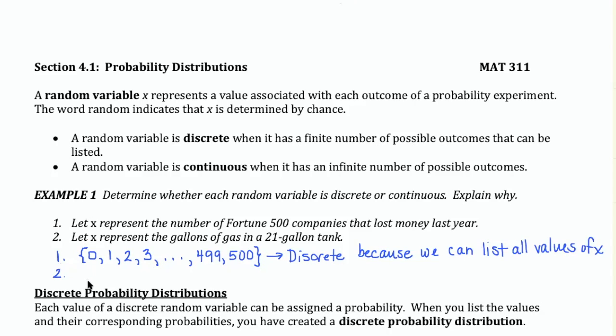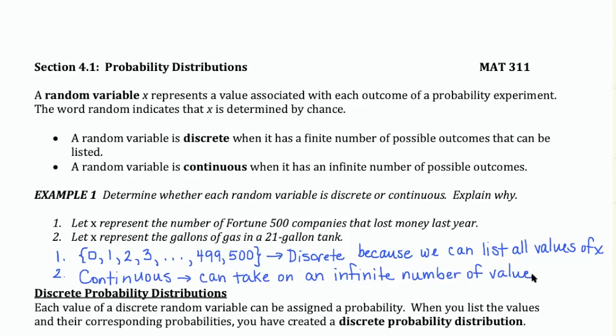You know, maybe it's 19.5. Maybe it's 19.555. Maybe it's 19.555555555. I know it's going to be values between 0 and 21, but it is not possible for me to list them. So this is an example of a continuous random variable. So that's the basic difference between those two.